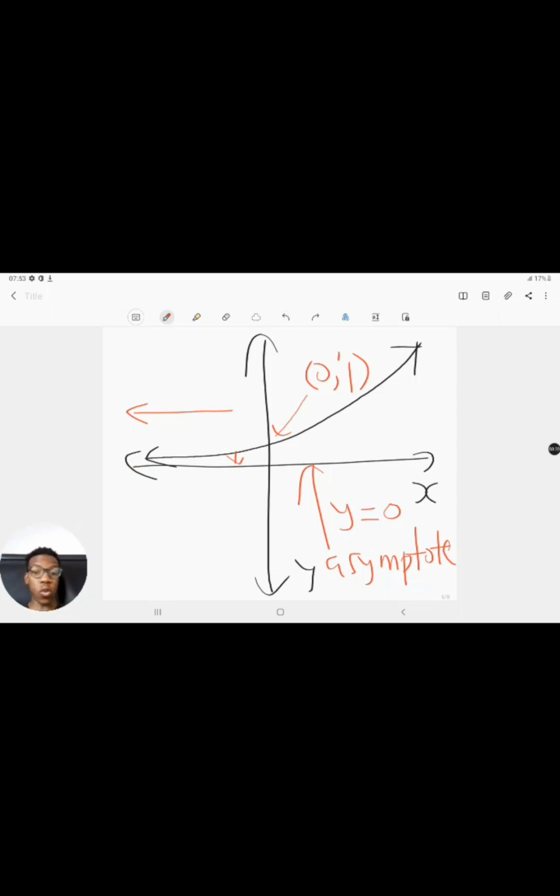And your y-intercept is at (0, 1). As your graph moves to the left, it approaches your asymptote. As your graph moves to the right, it moves further away from your asymptote, and not only does it move further away, but it moves away at an accelerated rate. You will notice that between that point and that point, the difference is quite huge. So it moves at an accelerated rate.